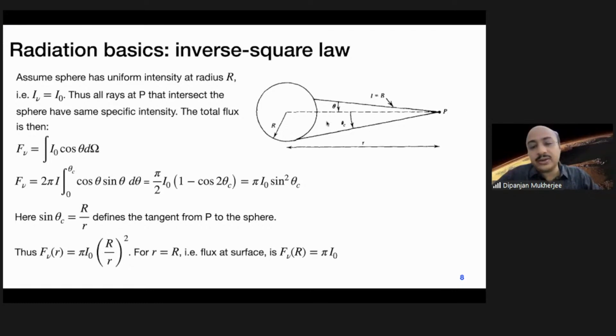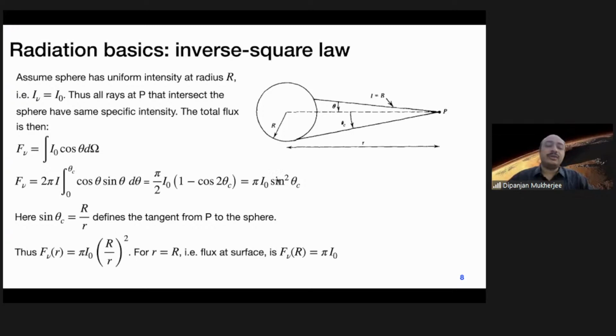So if you are farther away, that is, the small r increases, you fall off as 1 by r squared. But there is this additional factor of pi times I naught. So at the surface of the sphere, where small r equals capital R, you have flux equals pi times I naught, which is very interesting. Now you have a nice relation between the flux and the mean specific intensity, or the constant specific intensity at a particular point. Again, we will use this relation later on when we use black body.